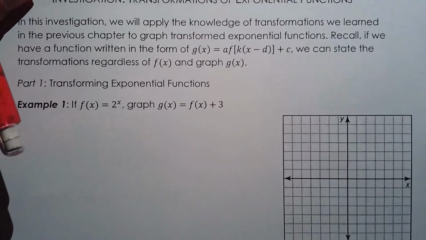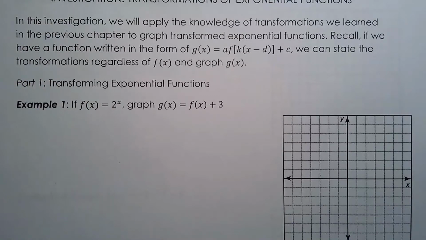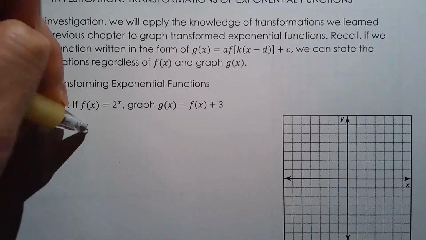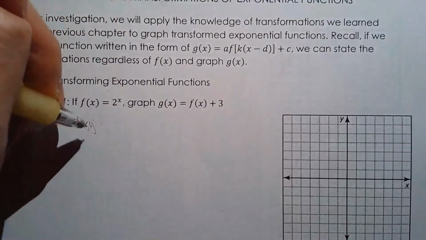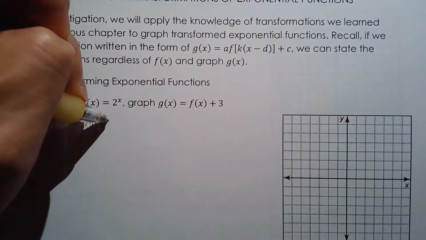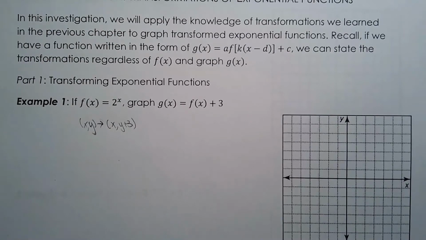Okay, so let's do the first example. You can make the argument that you don't really need to use the mapping rule and the original points, but we're just going to keep it consistent. Even though we're just applying one transformation, a vertical translation 3 units up, we're still going to use our technique from the transformations unit. So the mapping rule here is (x, y) becomes (x, y + 3) because we're applying a vertical translation 3 units up.